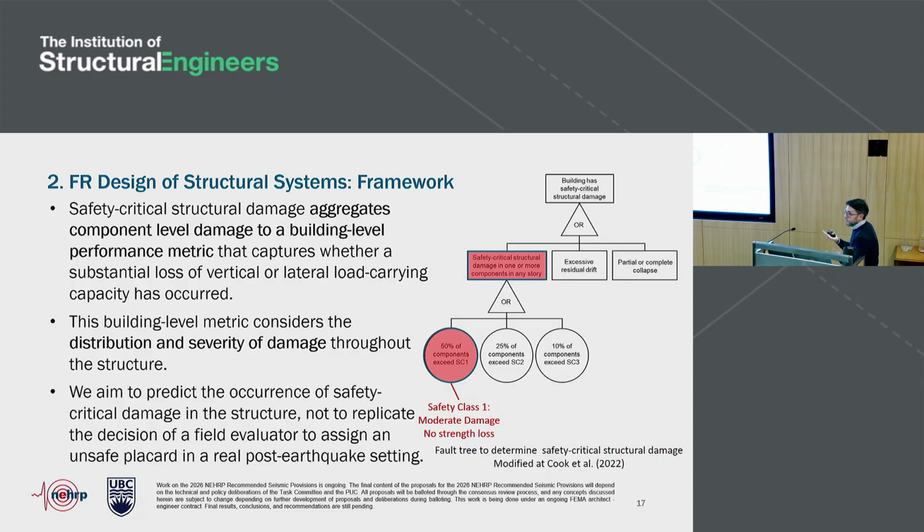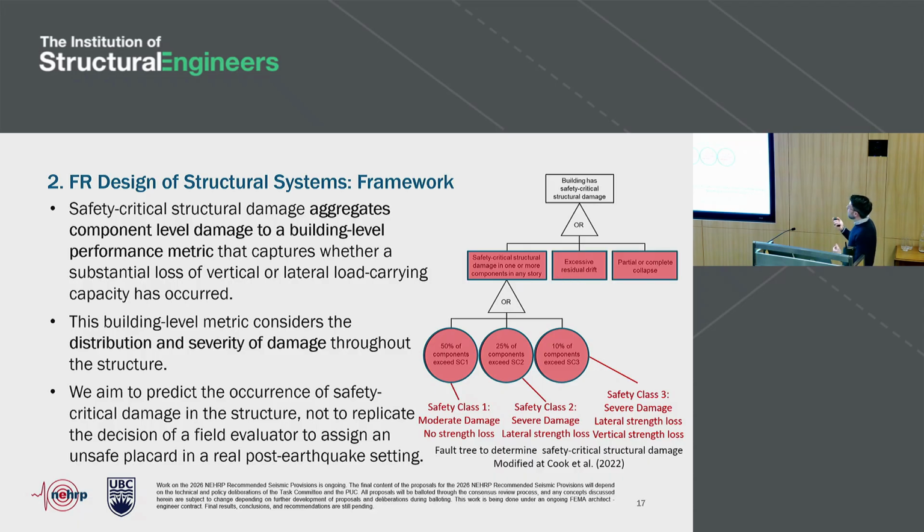and potentially even visually concerning, but actually it doesn't lead to strength loss. A safety class of 2 would be severe damage that does lead to lateral strength loss in the component, and a safety class of 3 would imply loss of both lateral and vertical load carrying capacity. So of course, the more severe the damage or the higher the safety class, then there's a lower percentage of components that we can tolerate in that safety class before we deem that story, and therefore that building, as experiencing safety critical structural damage. So that's a little bit of the thinking.